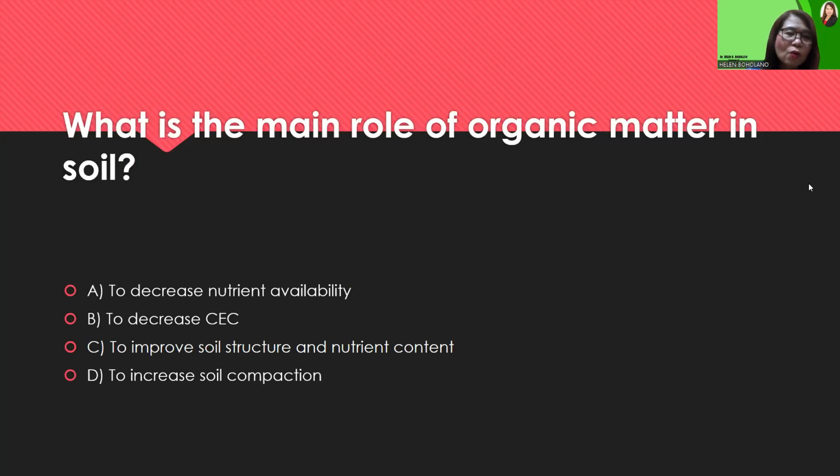Another question. What is the main role of organic matter in soil? A, to decrease nutrient availability. B, to decrease the CEC. C, to improve soil structure and nutrient content. D, to increase soil compaction. Okay, go now.